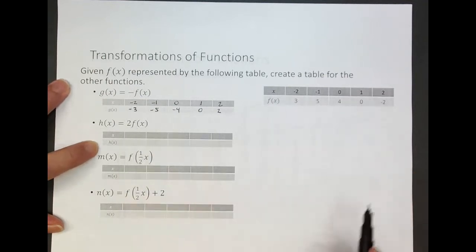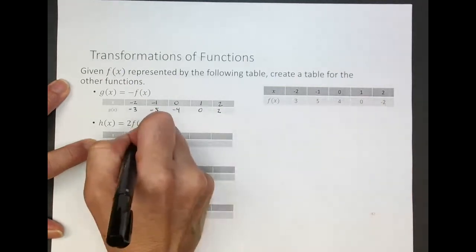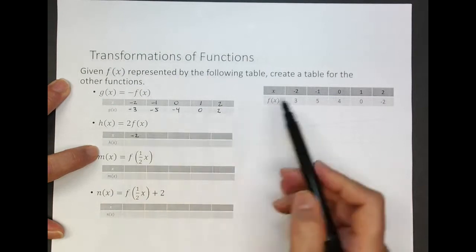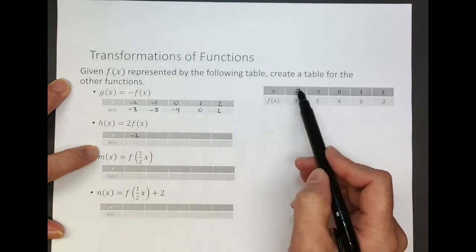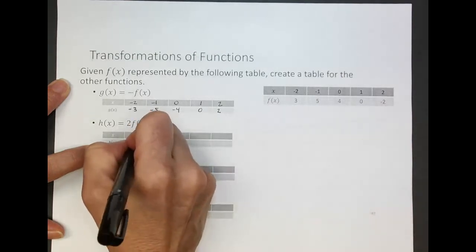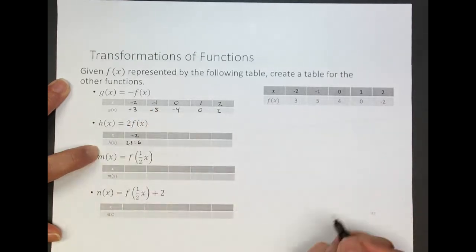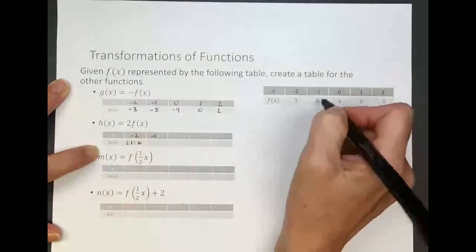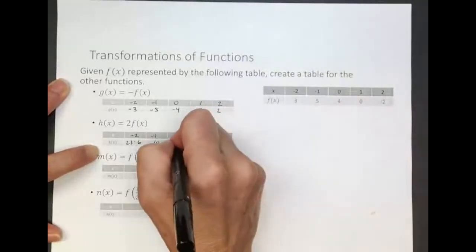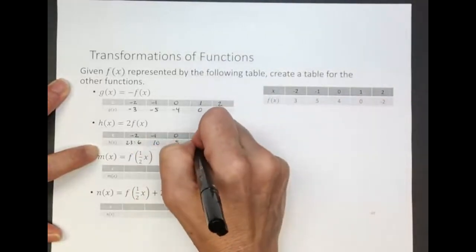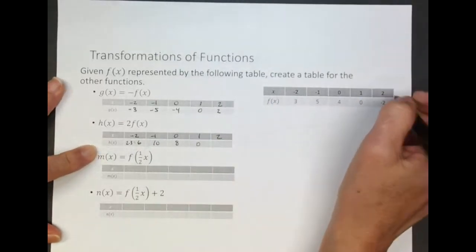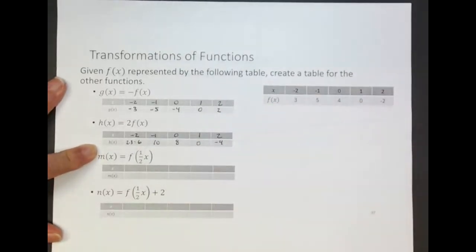So here's my table of values. If x is -2, what would h of x be? It's going to be 2 times f of x. Well, f of x when x is -2 is 3, so 2 times 3 is 6. When x is -1, 2 times 5 is 10. When x is 0, 2 times 4 is 8. When x is 1, 2 times 0 is still 0. And when x is 2, 2 times -2 is -4.